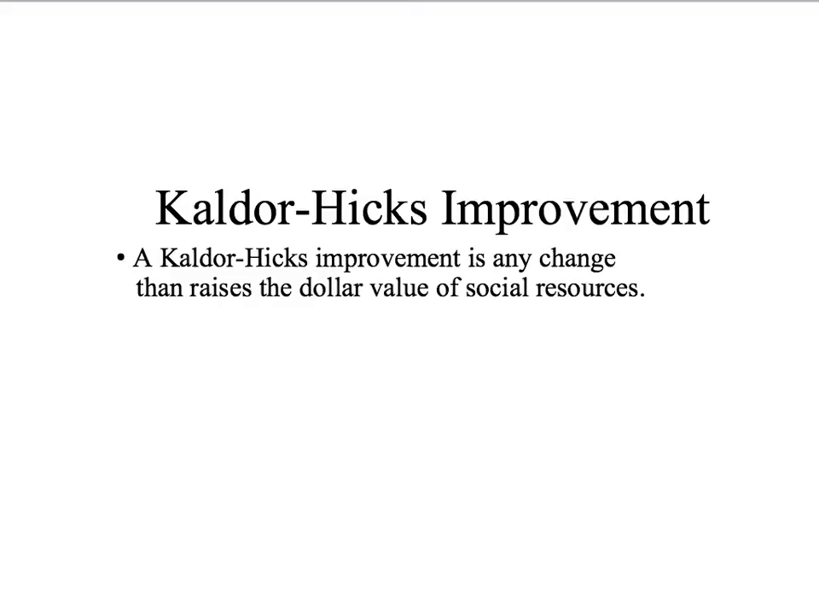Similar to Pareto improvements and Pareto efficiency, we have to keep straight Kaldor-Hicks efficient states of the world and Kaldor-Hicks improvements. A Kaldor-Hicks improvement is any change that raises the dollar value of social resources, whereas a Kaldor-Hicks efficient state of the world is a situation where there are no longer any Kaldor-Hicks improvements to be had.